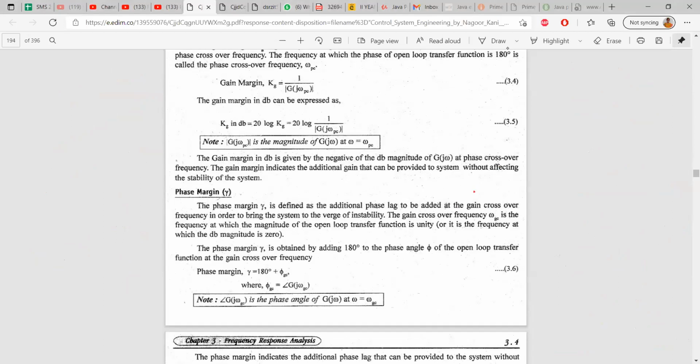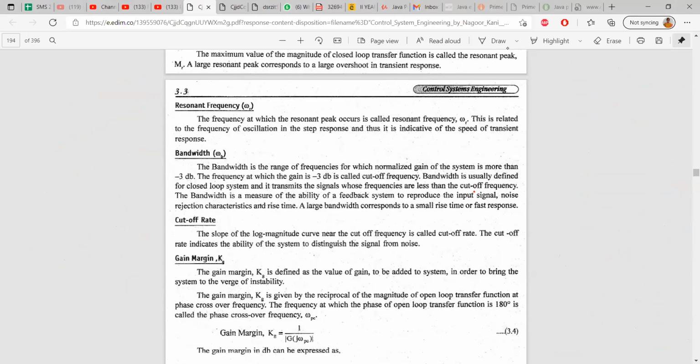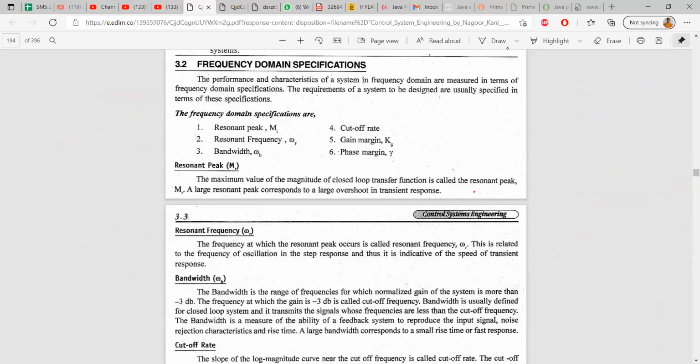We have different frequency domain specifications. You have to read what is resonant peak, and what is resonant frequency, omega r. You know what resonant frequency is. The frequency at which the maximum amplitude occurs, that is the resonant frequency, right? The frequency at which the resonant peak occurs, the frequency at which the maximum magnitude comes, that is the resonant frequency.